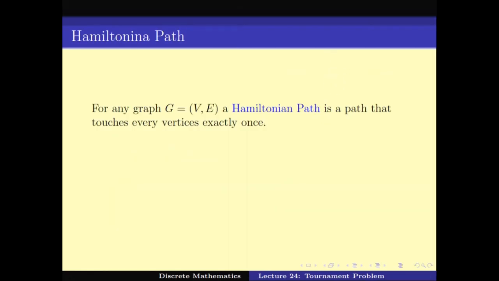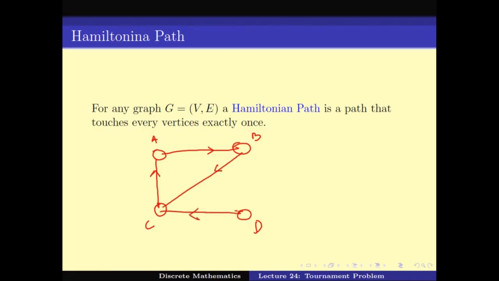Before I define the Hamiltonian path, let me give an example to understand it. Say I have four teams, A, B, C, D. Say A has defeated B, but C has defeated A, B has defeated C, D has defeated C, but D has been defeated by A and B has been defeated by D. So this is an arbitrary tournament graph.